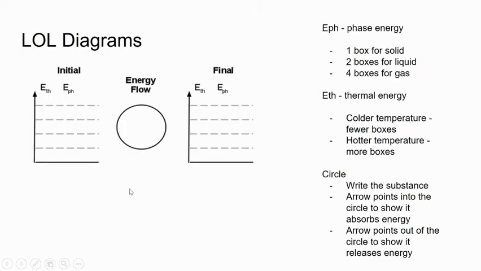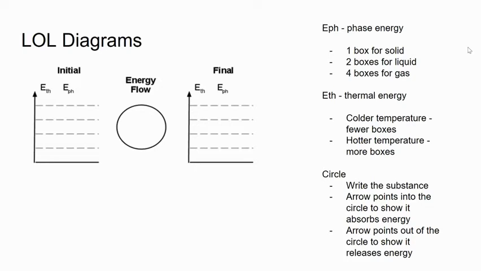The other thing that we see are LOL diagrams. I need you guys to pause, take a moment, and take all these heat energy in your notes. We have one box for solid, two boxes for liquid, four for gas. Remember that our boxes are constant for temperatures, and then we're going to have a few boxes that are going to be a little bit more relative for temperature.